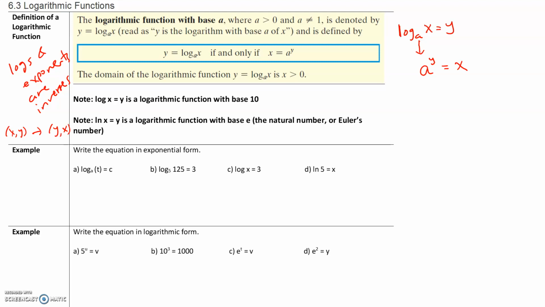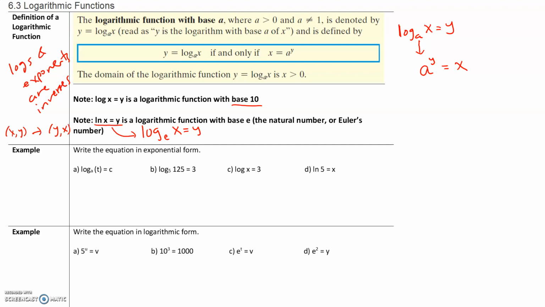There are two exceptions. If we just have log of x, then it's assumed to have a base 10. If you see the terminology ln, that refers to natural log. So when you have ln of x equals y, this is a logarithmic function with base e. So ln x equals y is actually just log base e of x equals y. So ln, natural log of x, is just a log with base e, which is a natural number, or Euler's number.